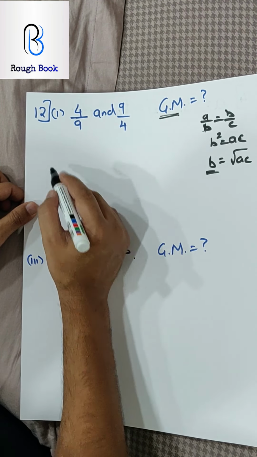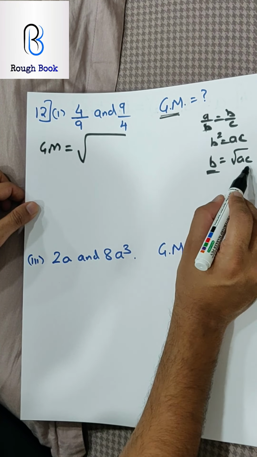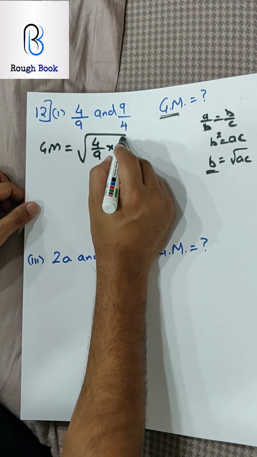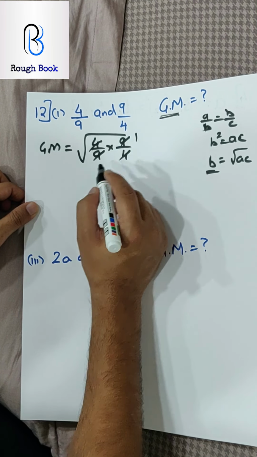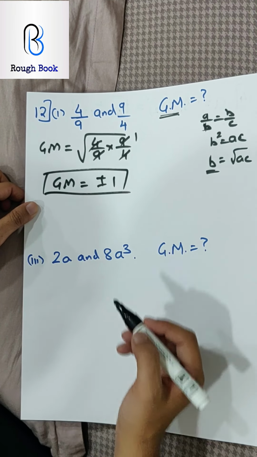So what will be the geometric mean here? The geometric mean is the root of this into this. Are you getting it? 4 upon 9 into 9 by 4 cancels. So I get 1. So geometric mean becomes plus or minus 1.